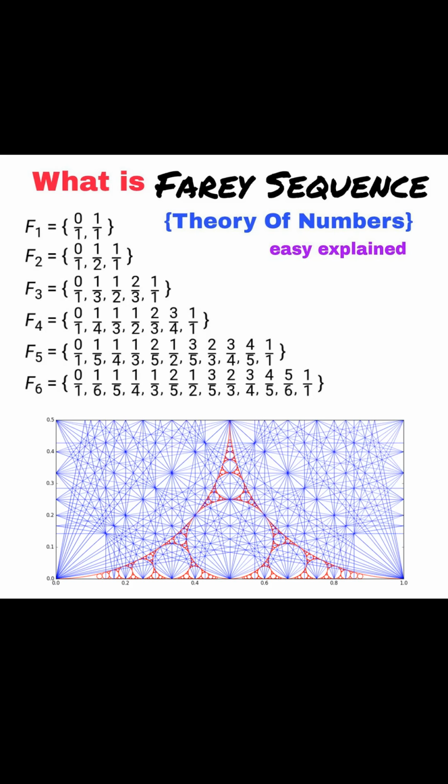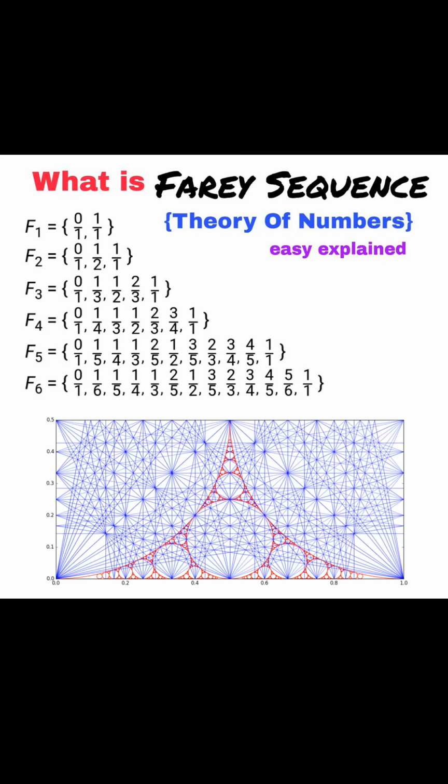For example, the Farey sequence of order 5 includes 0 over 1, 1 over 5, 1 over 4, 1 over 3, 2 over 5, 1 over 2, 3 over 5, 2 over 3, 3 over 4, 4 over 5, and 1 over 1. Farey noticed a striking pattern. In any such sequence, if you take two neighboring fractions, like a over b and c over d, then b times c minus a times d always equals 1.